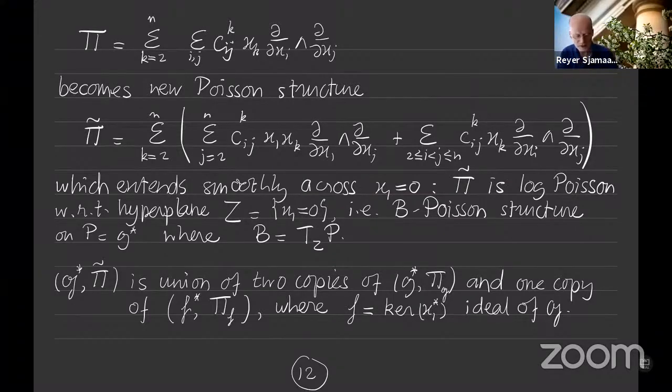And now as it happens, this new Poisson structure, which a priori might be singular for x1 equal to 0, is not singular. It extends smoothly across this hyperplane x1 equal to 0. And in fact, because of this x1 d/dx1, this is a log Poisson structure with respect to this hyperplane x1 equal to 0. It's b-Poisson on this manifold g star, where b is the log tangent bundle of P.